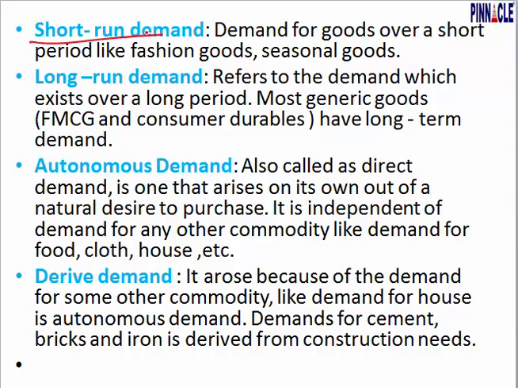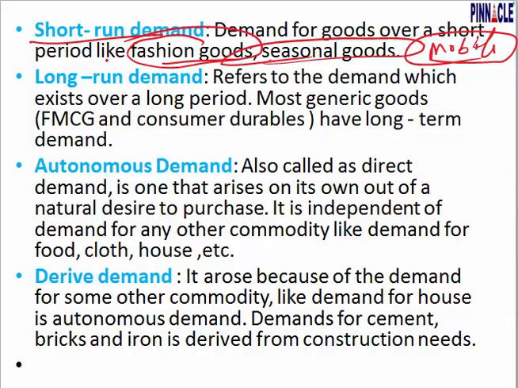What is short-term demand? Demand for goods over a short period of time, like fashion goods, seasonal goods. You can take the example of mobile phones. The market is changing very fast. Earlier, if you bought a mobile phone for 20,000 six months ago, maybe the price has now reduced to 10,000, 12,000. Or you can say fashion style is also changing. Some seasonal goods, for example radish, watermelon, have demand for a particular period or duration or season.